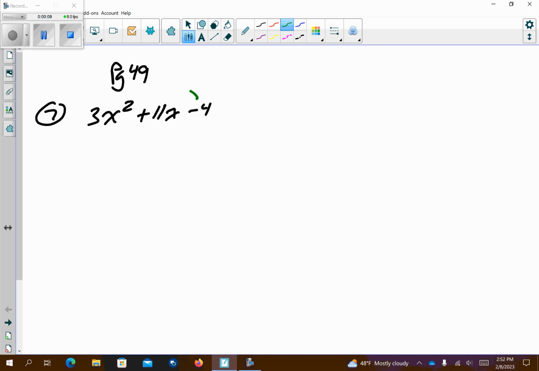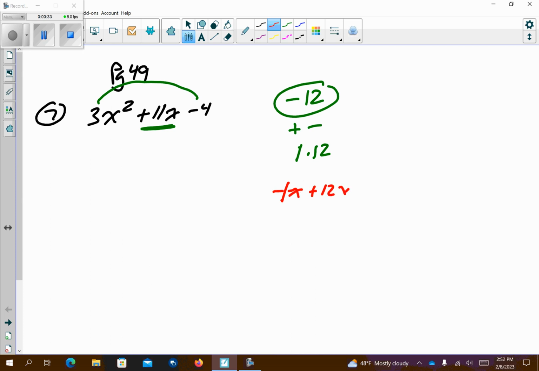So first thing I'm going to do is take negative 4, multiply times 3, and I'm going to get negative 12. In order to get a negative number, I need to multiply a positive times a negative. And I want to know which factors of 12 would add up to 11. So I know that 1 times 12, and I think we could stop there, because negative 1x plus 12x would give me positive 11.